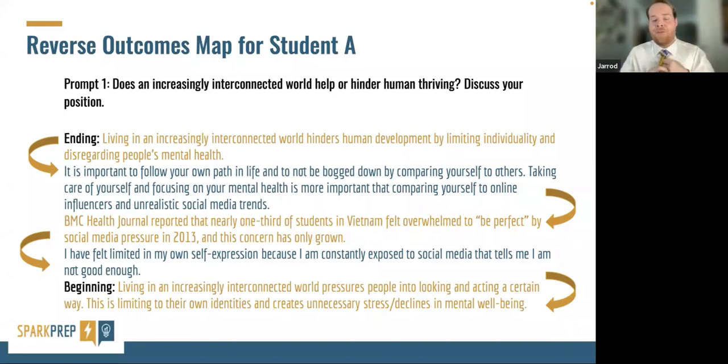Now that they have that information, it's natural to think about, okay, so I know that's what I want to end my essay with. How am I going to get there? Again, working backwards. So they thought about it and they realized, oh, okay, so I have said in my ending that individuality is limited and people's mental health is being disregarded.